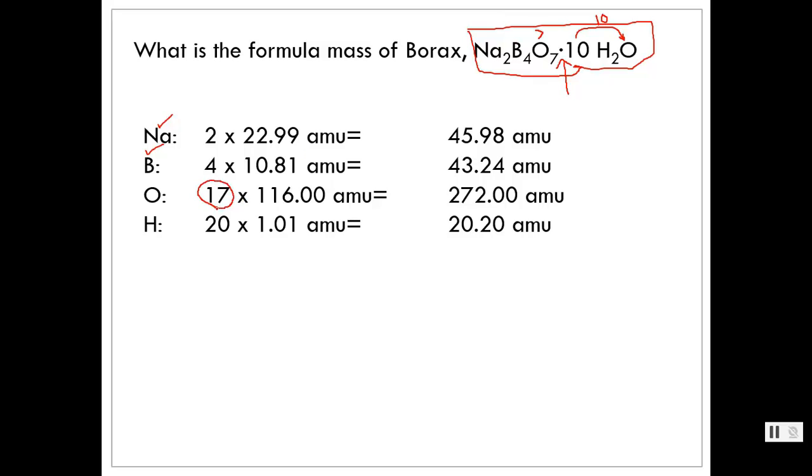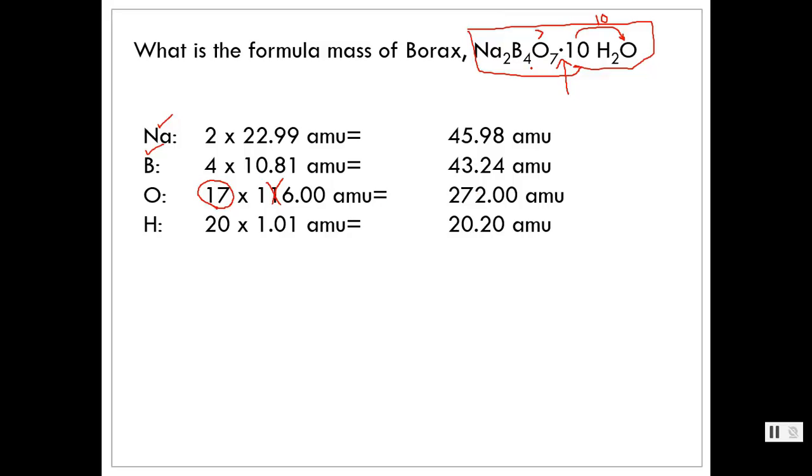So that's why when I find my formula mass for borax, for the oxygen part, I take the 17 and multiply it by, oh, I just saw that should be 16 AMUs. Sorry about that, guys. Professors make mistakes too. 17 times 16, though, is still 272. So my apologies.